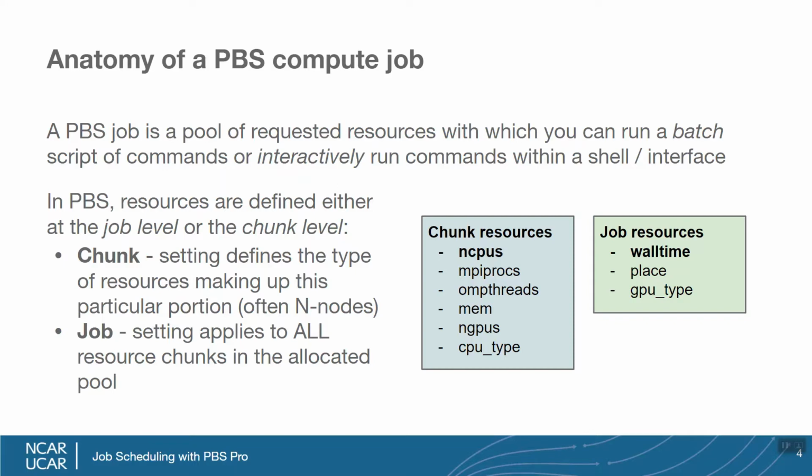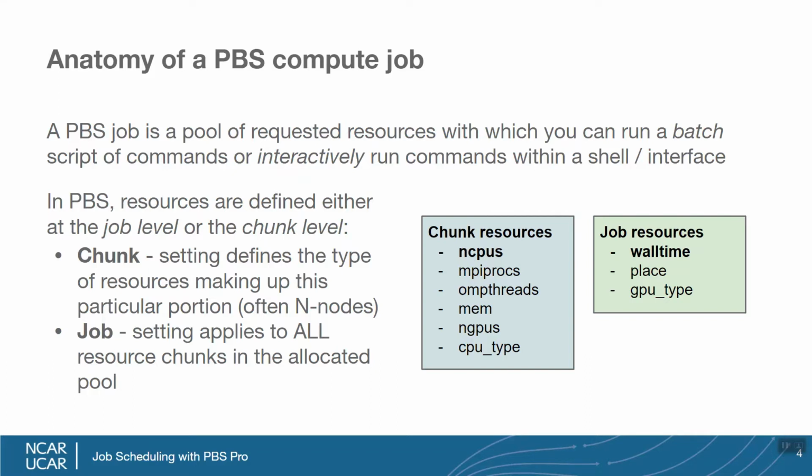At a chunk level, you can also specify CPU type. So on Cheyenne, all of the nodes are Intel Broadwell cores. But on Casper, we have a bit more heterogeneous of an environment, so they're currently Skylake and Cascade Lake Intel CPUs, and there may be more types moving forward. And at the job level, you would define the wall time, so the amount of time that the job is allowed to run, the maximum amount of time.